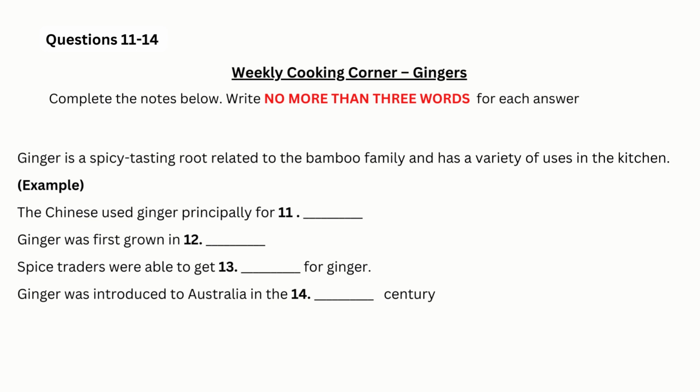So, what is ginger? Well, actually, it's a spicy-tasting root with an aromatic flavour. It's related to the bamboo family and has 100 different uses in the kitchen. The Chinese have cultivated it for years, particularly to use in medicine, though you are probably more familiar with its culinary uses. But first, let's take a brief look at its history before we look at how it can be used, because it has a very interesting history.